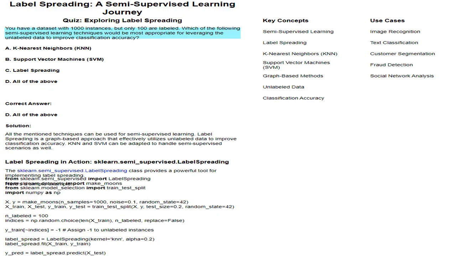You have a dataset with 1000 instances, but only 100 are labeled. Which of the following semi-supervised learning techniques would be most appropriate for leveraging the unlabeled data to improve classification accuracy? A. K-nearest neighbors, KNN. B. Support vector machines, SVM. C. Label spreading. D. All of the above.